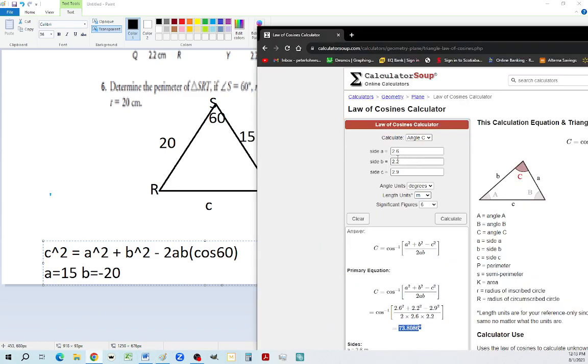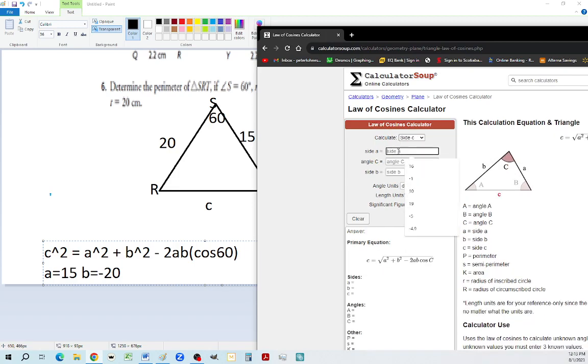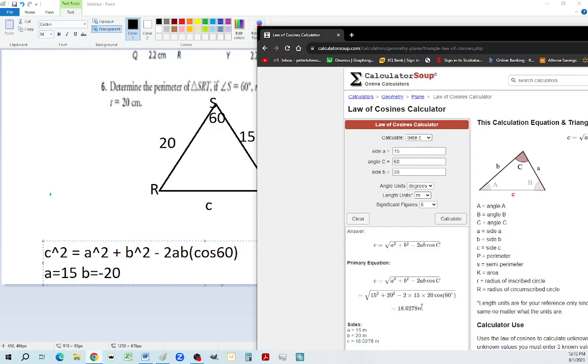I don't want you to use the calculator. I want you to do it by hand and then use the calculator to see if you got it and where your mistake was. So we're going to look for side c. We're going to make side a 15, angle C 60, and side b 20. I'm going to hit calculate. And we discover, since we're working just with one unit, 18.027 is just 18.